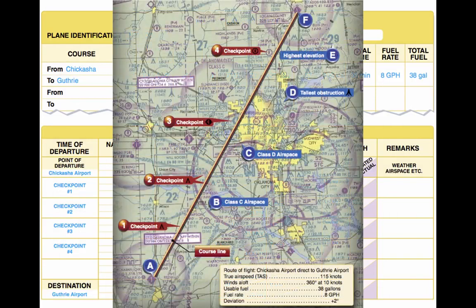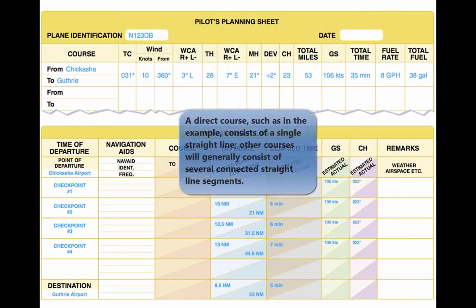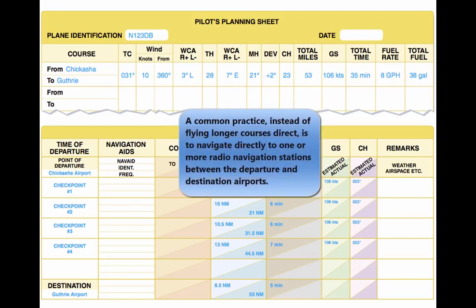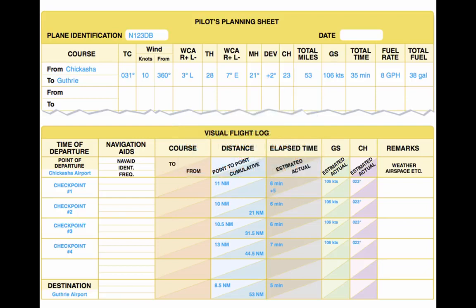First, draw a line from Chickasha Airport, point A, directly to Guthrie Airport, point F. The course line should begin at the center of the airport of departure and end at the center of the destination airport. If the route is direct, the course line consists of a straight single line. If the route is not direct, it consists of 2 or more straight-line segments. For example, a VOR station which is off the direct route but which makes navigating easier may be chosen. Radio navigation is discussed later in this chapter.